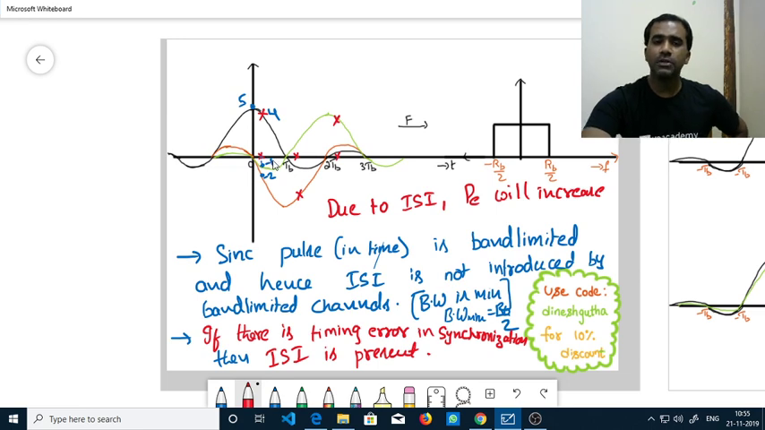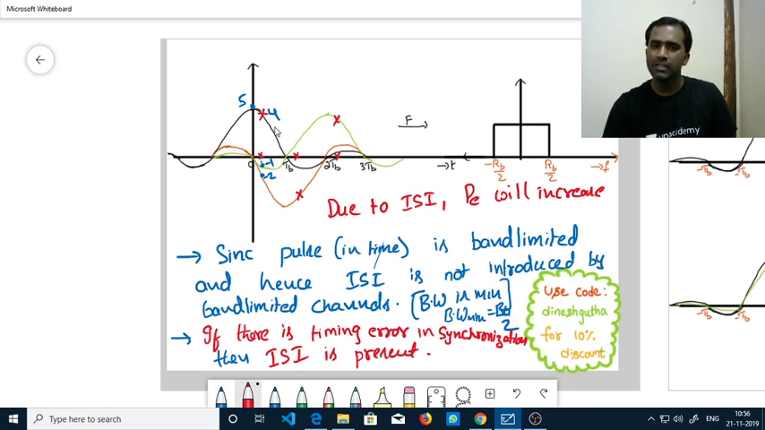So that's why what we can do is somehow, if you can reduce the width of the side lobes, and if you can narrow this pulse, this main lobe, if you can make it narrower, then definitely this ISI will reduce. So what I'm trying to say is, by somehow reducing the side lobe amplitude, the ISI because of this pulse will reduce.